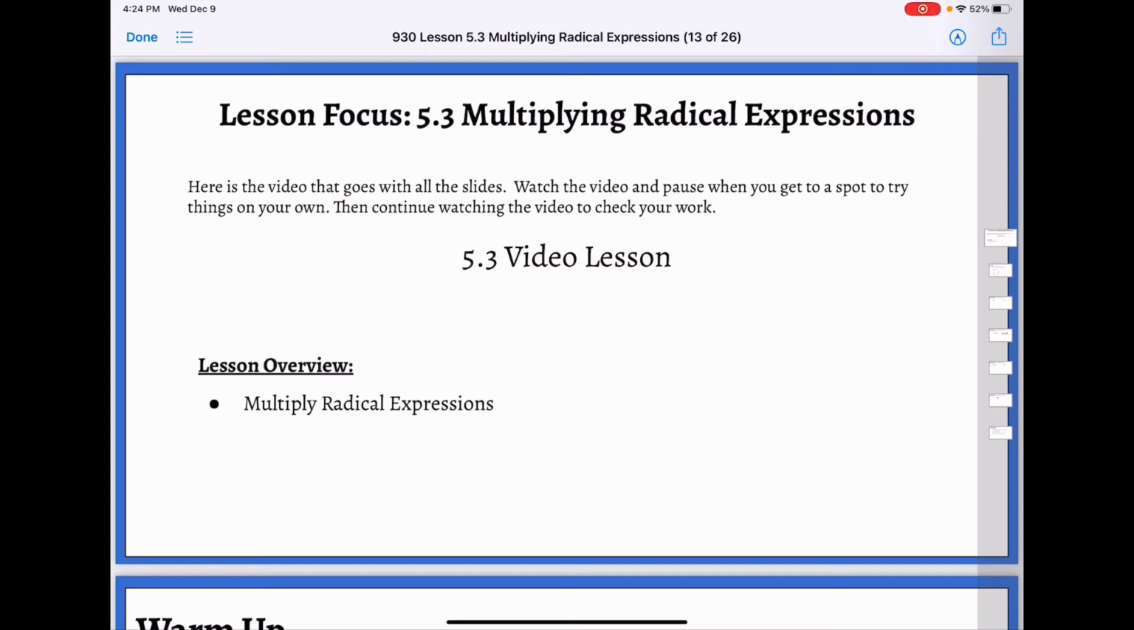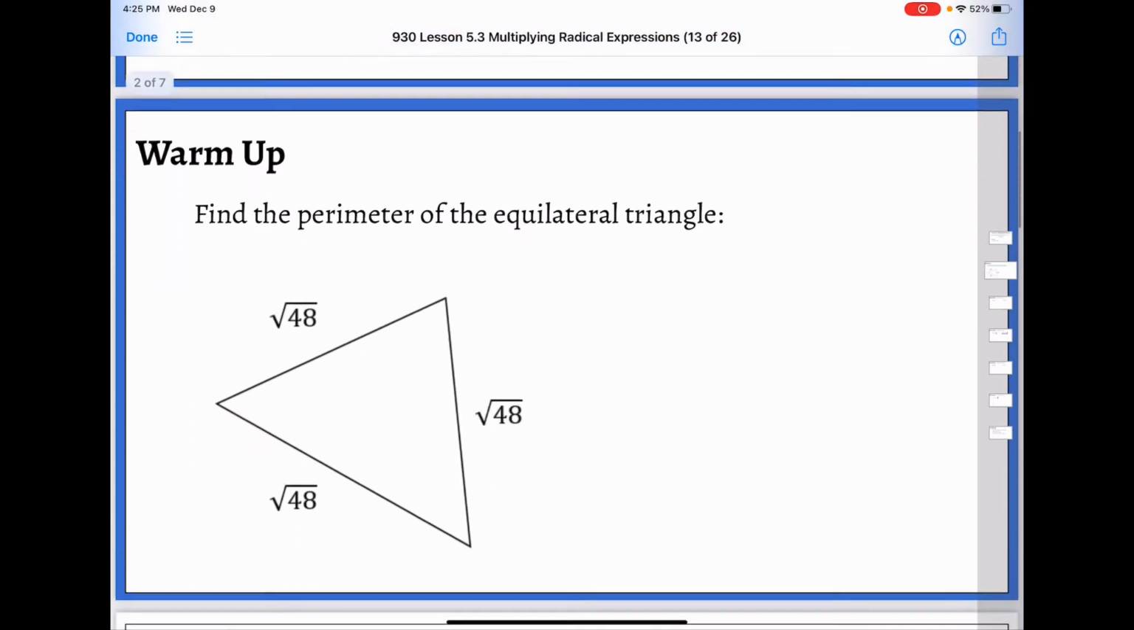All right, our third lesson for radicals is we're going to talk about multiplying radicals today. So we've talked about how to simplify radicals and how to add and subtract. So our next operation is multiplying, and I think you're going to notice that you've kind of been doing this all along. So let's start with our warm-up here.